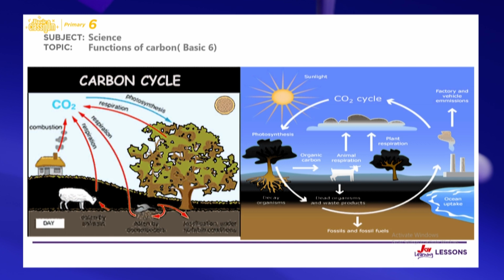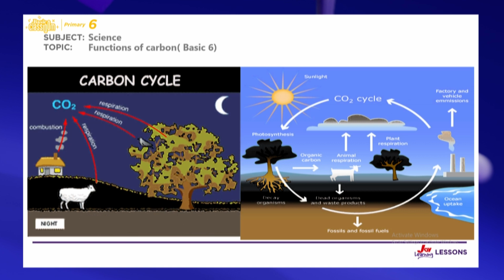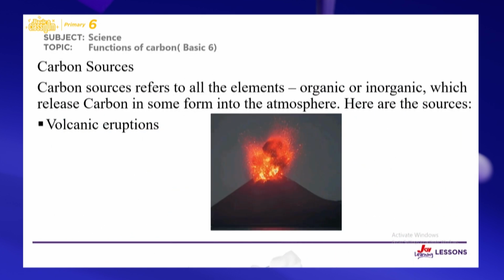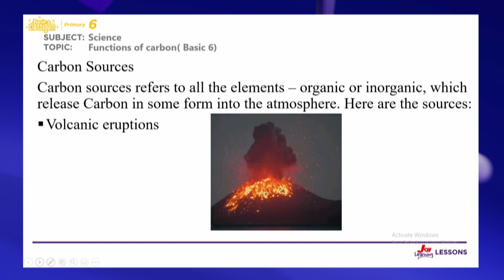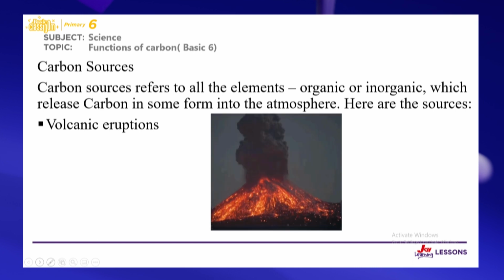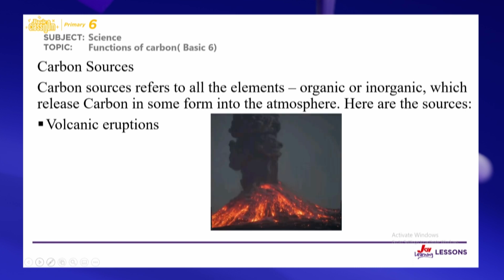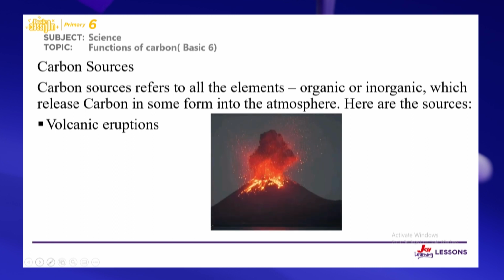So this process is what we call the carbon cycle, the rate or the process at which carbon is released into the environment. So combustion, that is burning of fossil fuel, in various factories. Fumes from exhaust pipes also release carbon dioxide into the environment. And this is what we call the carbon cycle. So the carbon sources refers to all the elements, organic or inorganic, which release carbon in some form into the atmosphere. So let's look at the sources.